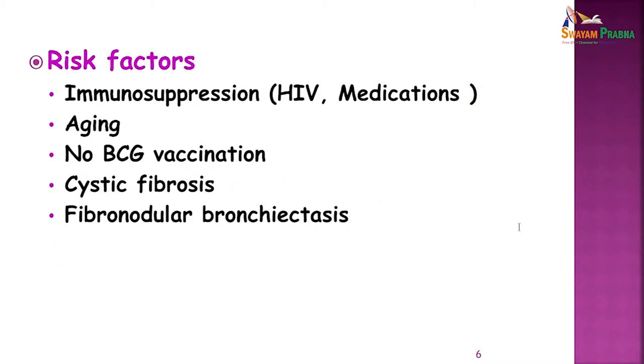In the past, one of the most common risk factors for getting an NTM infection was immunosuppression. And when we started getting the epidemic of HIV, it was found that a lot of patients suffered from non-tubercular mycobacterial infections. Old age is also known to predispose to NTM infections, as is history of no BCG vaccination, cystic fibrosis, and fibronodular bronchiectasis predisposes an individual to pulmonary infection. Today, we find that NTMs can also cause disease in immunocompetent individuals.